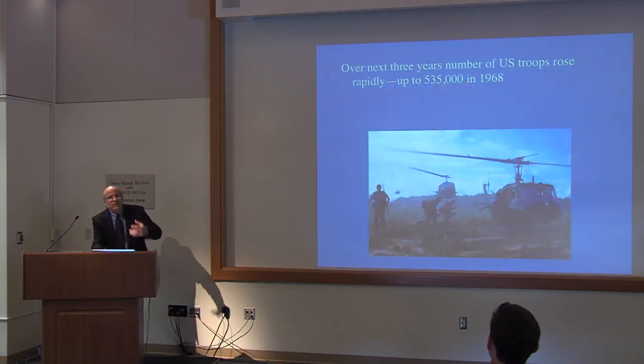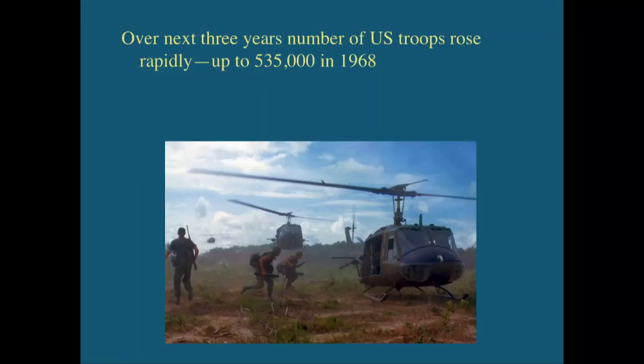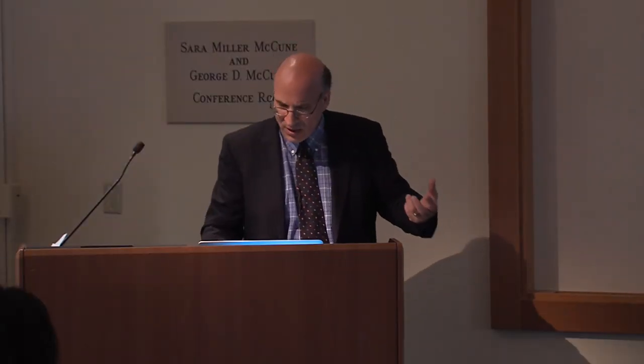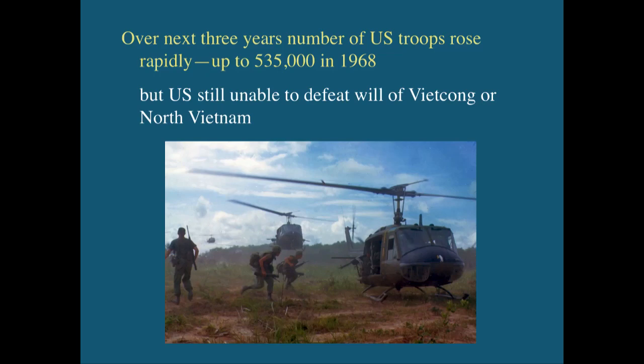So the US involvement in Vietnam escalates very rapidly over the next 3 years, so that by 1968, you have 538,000 troops in Vietnam. Nonetheless, no matter how much firepower and how many troops the United States devoted to this struggle, it could not defeat the will of either the Viet Cong or the North Vietnamese to unite the whole country under communist control. And here is where I segue to talk about the anti-war movement.